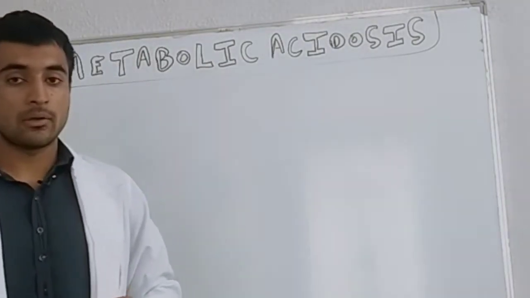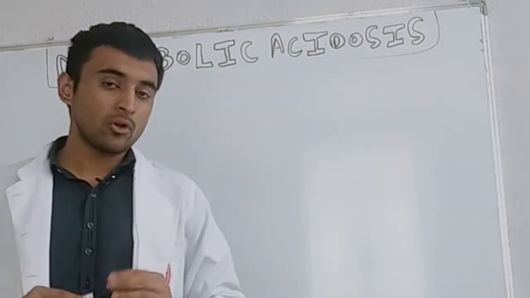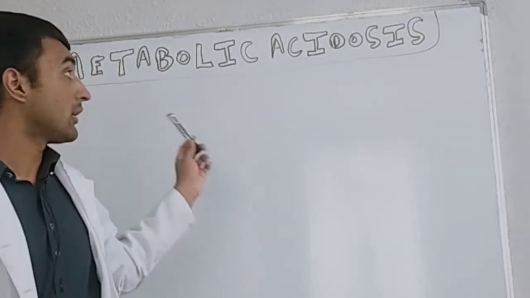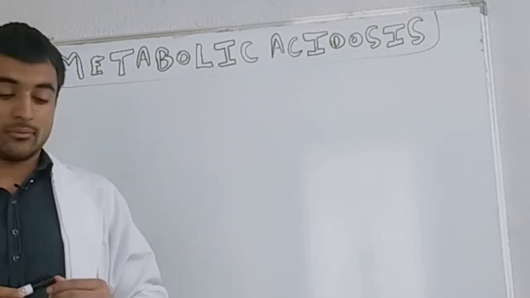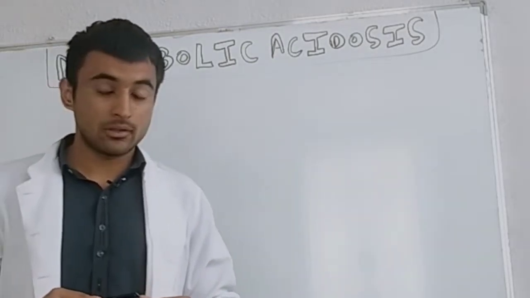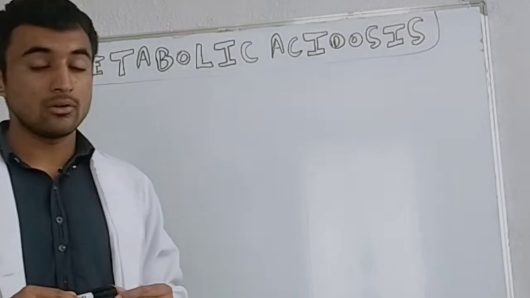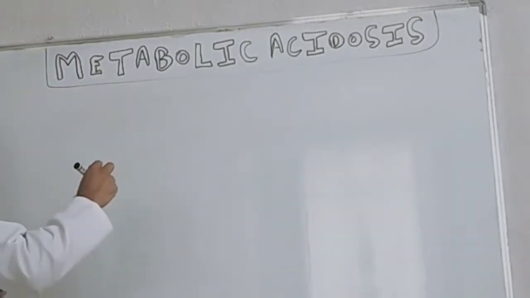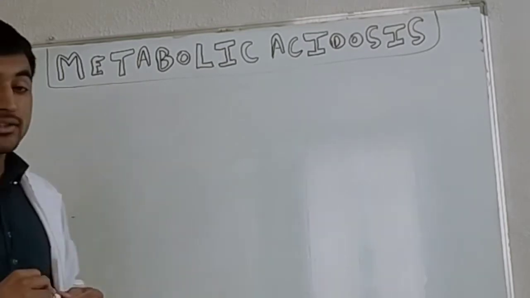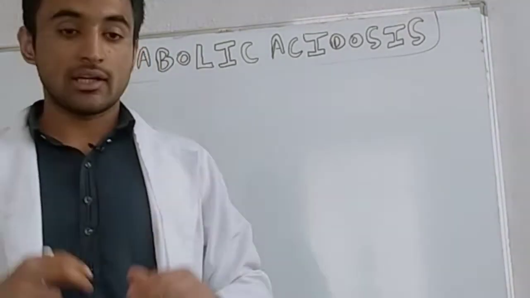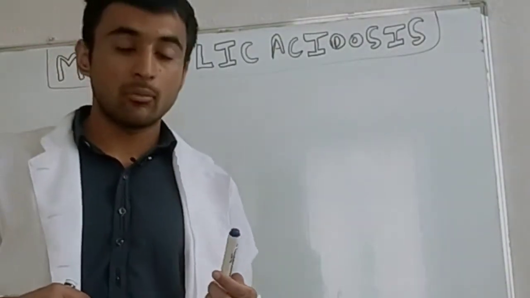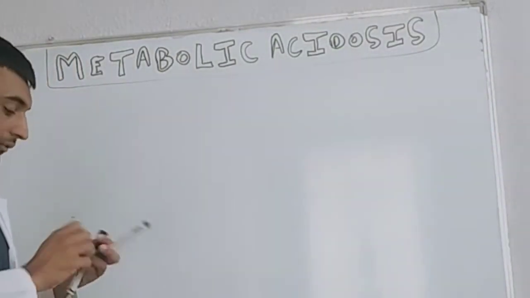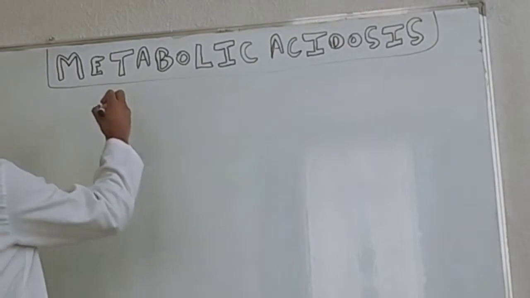Today on this platform I would be explaining to you the very important topic of biochemistry, which is known as metabolic acidosis and its causes. First of all, we have to understand the mechanism of how the metabolic acidosis process occurs. What happens is the dissociation of carbonic acid, H2CO3. H2CO3 dissociates into bicarbonate ions and hydrogen ions in our body like this.